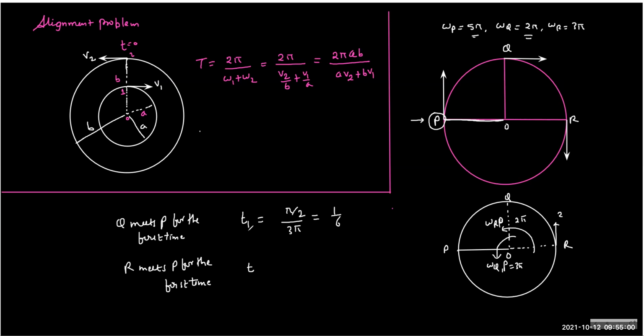Let's call it TQ. Then let's call it TR. So how much is that? It will be pi divided by 2 pi, because R is turning at 2 pi radian per second. The angle between the line OP and line OR is pi, so it will take a pi angle to come back to here. So this answer is 1 by 2. So definitely when Q is meeting P, R is not meeting P. So now the first time is okay.